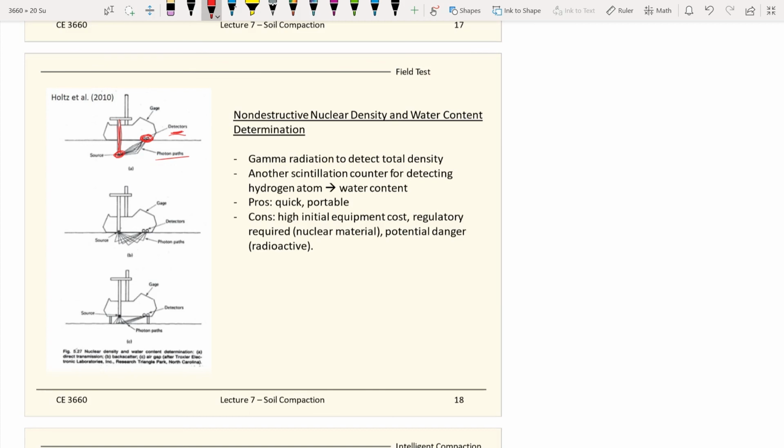From the time the detector detects all the radiation, the time that you measure from the device can help to back-calculate the density of the material that the photons are passing through. So that's the idea of the nuclear gauge. And also you can detect the hydrogen atoms, so you can also measure the water content. So that's the idea of using non-destructive nuclear density and water content measurements through the nuclear gauge.